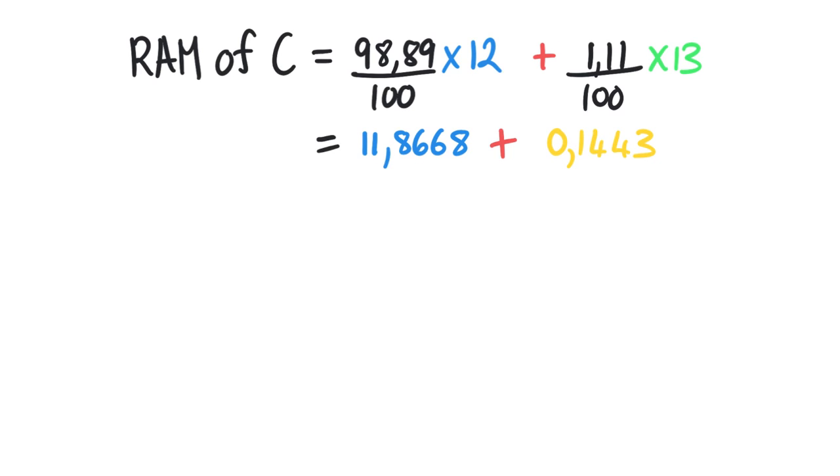So when we work each of these out, we get 11.8668 plus 0.1443, and this equals 12.0111. So this is the relative mass of carbon as we find it in nature. Now obviously you don't get a 0.0111 of a neutron, but this is a weighted average.